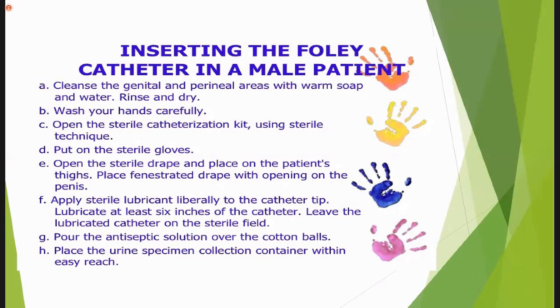Apply sterile lubricant to the catheter tip. Lubricate at least 6 inches of the catheter. Leave the lubricated catheter on the sterile field. You cannot leave the lubricated catheter outside the sterile field. Remember that. Pour the antiseptic solution over the cotton balls. Place the urine specimen collection container within easy reach.